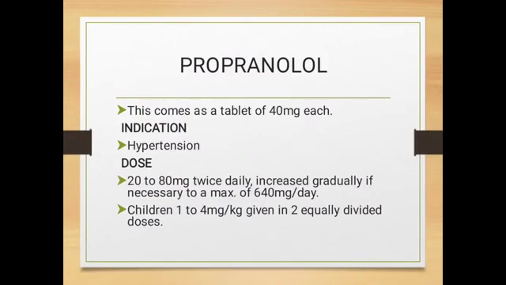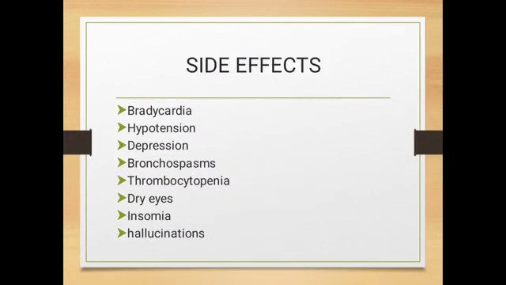In children, you can give 1 to 4 milligrams per kg body weight, and you can give it twice per day. Side effects of propranolol, you find that some of its side effects are bradycardia, hypotension, depression. Someone may become depressed, bronchospasms, so someone may be feeling like the heart is racing because of being on this drug.